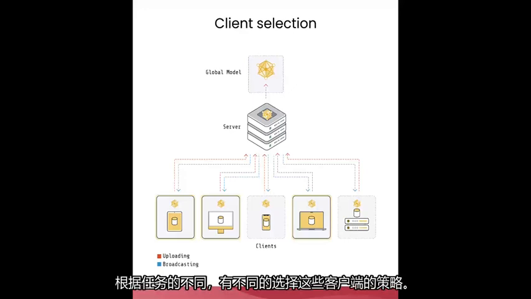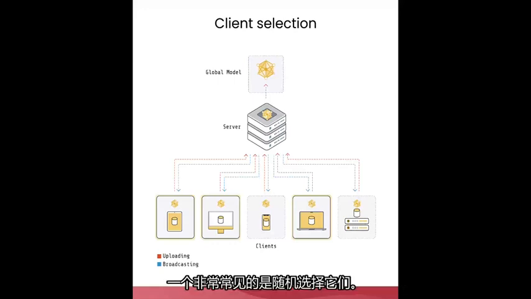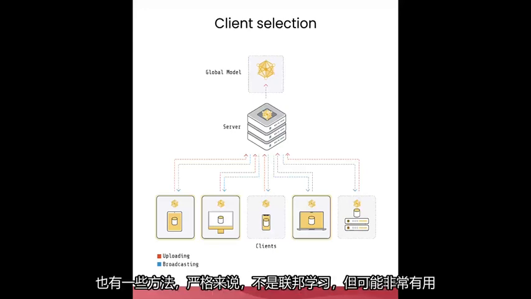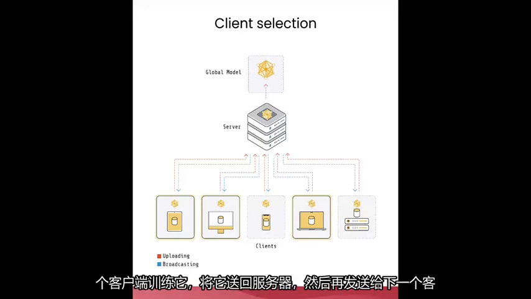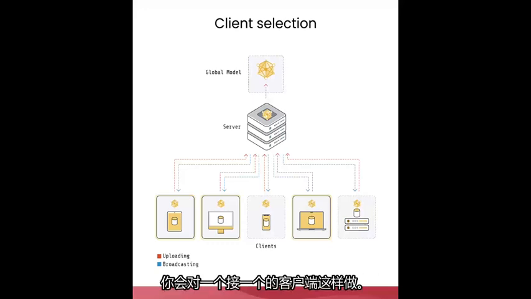Depending on the task, there are different strategies for selecting those clients. A very common one is to just select them randomly. There are also approaches that are, strictly speaking, not federated learning, but that can be very useful. One example is cyclic training, where you would send the model to one client, have that client train it, send it back to the server, and then send it to the next client. And you would do that for one client after another.